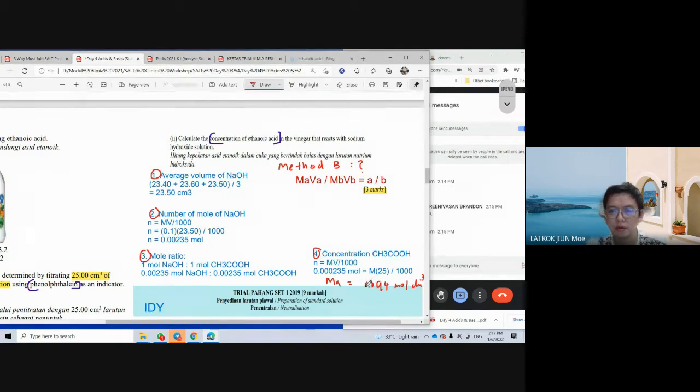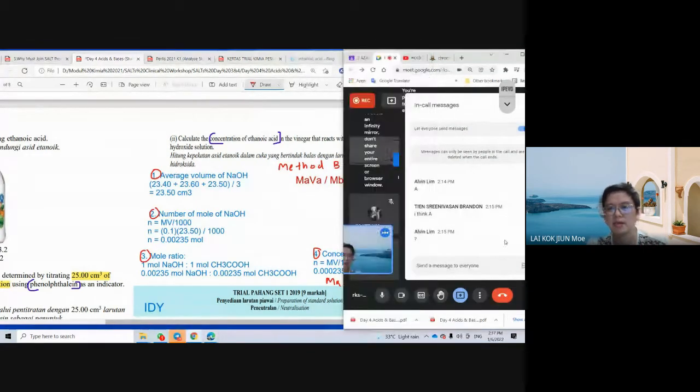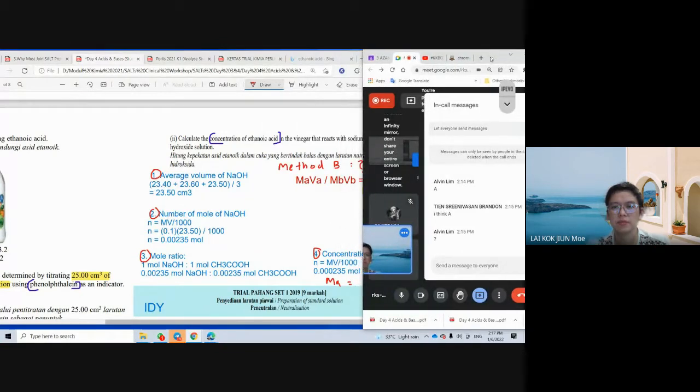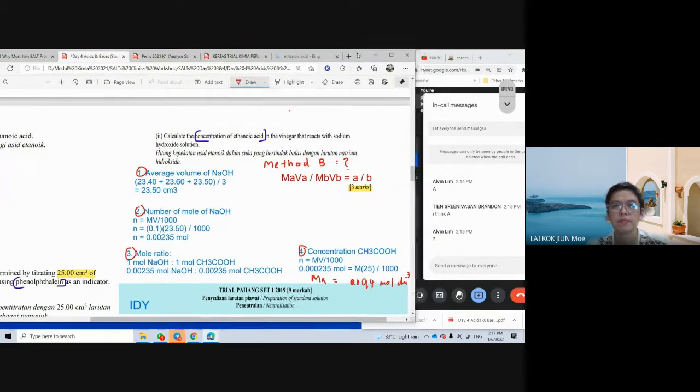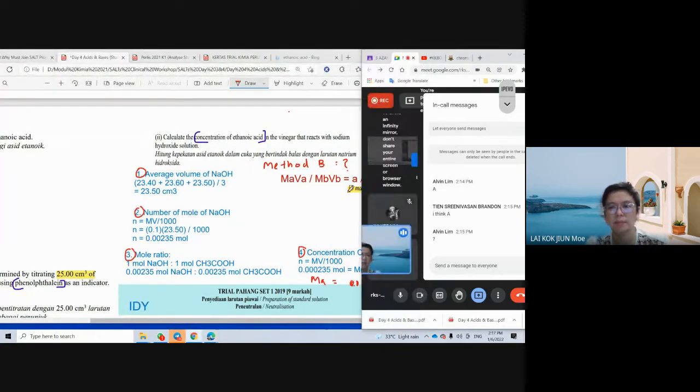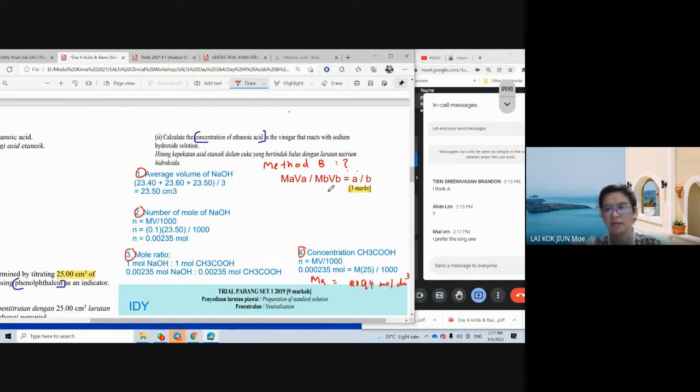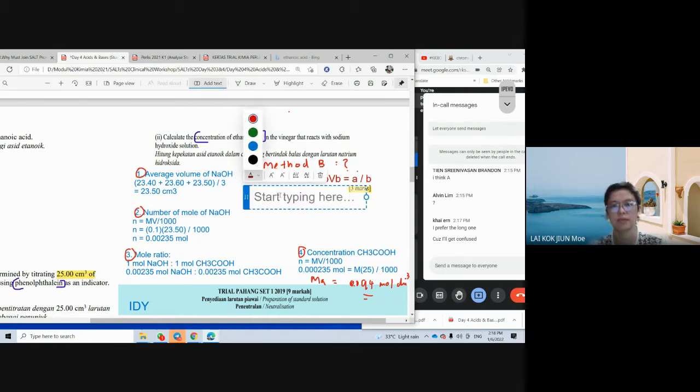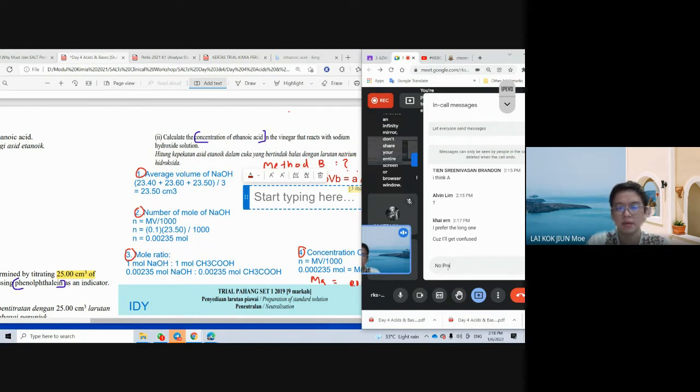Or you prefer method B, Kai En? Which one will you choose? Method B, I think you learned before, right? You prefer the long one. Okay, no problem, Kai En. As long as you get the answer 0.094. If you don't want so many steps, it's okay. Even though you give such a long answer, you can still get marks. It's still the same, so up to your convenience. Whichever one you are more confident with, you use. No problem.